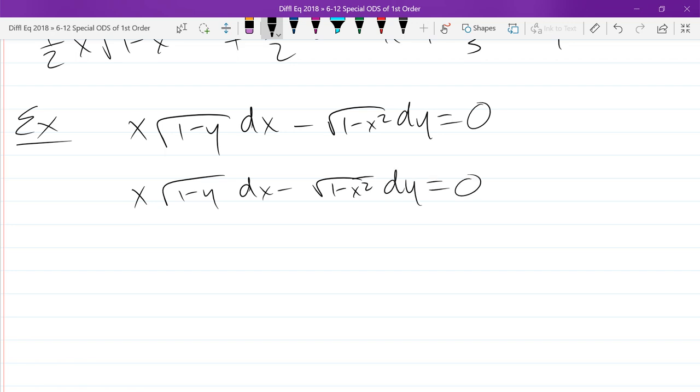So I'm going to copy over my differential equation just so I have the original preserved and I'm not messing around and trying to do too much with the original.